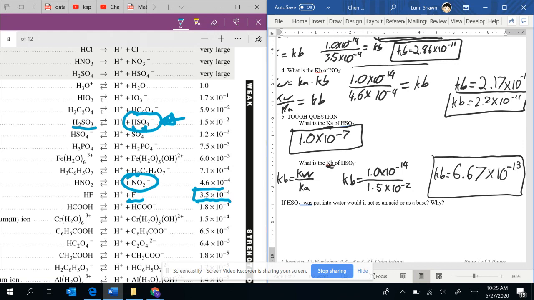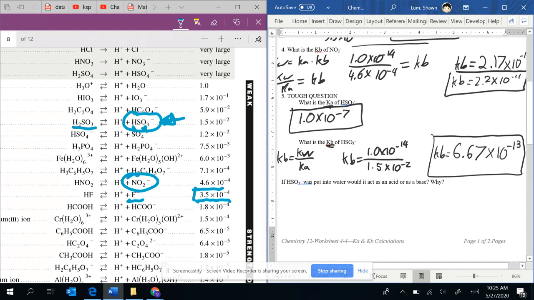Okay, now the next question says, if HSO3 was put into water, would it act as an acid or would it act as a base? And the question is why? Now, this is not from the video. So we're going to have to think about this.